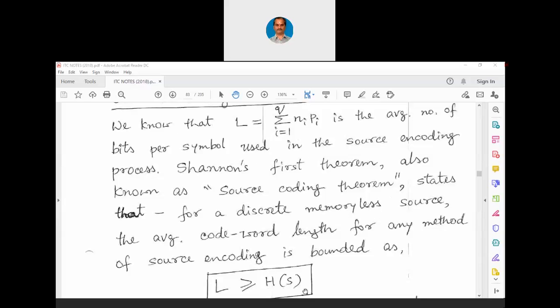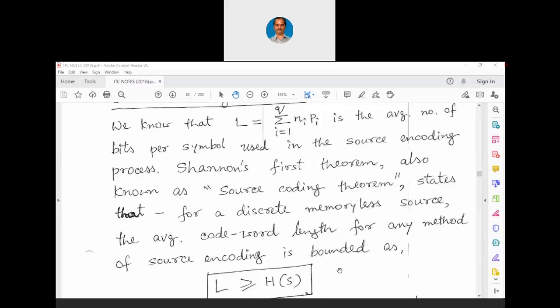It cannot be less than the source entropy. It is obviously that way. Why? Because if something is less than the source entropy, then what is entropy? Entropy is the average information content per symbol for the source itself, right? Before doing the source encoding.